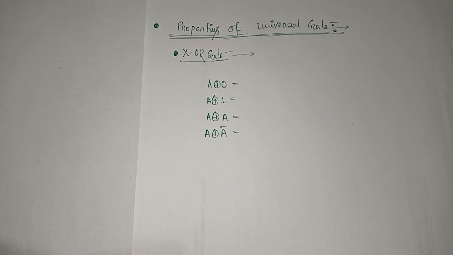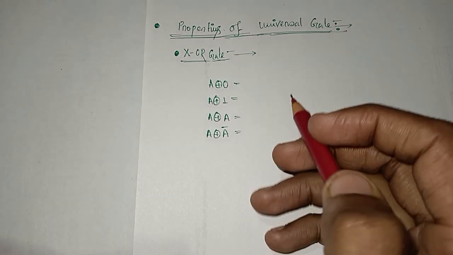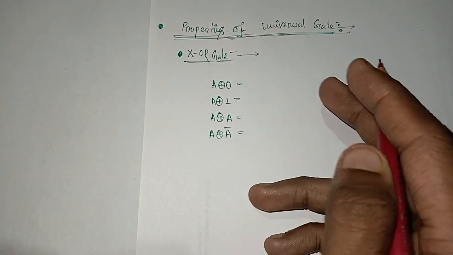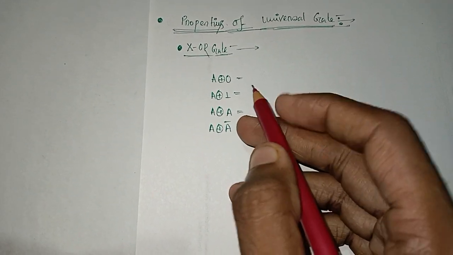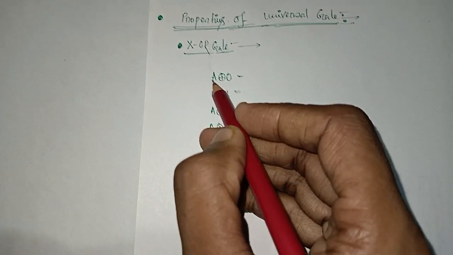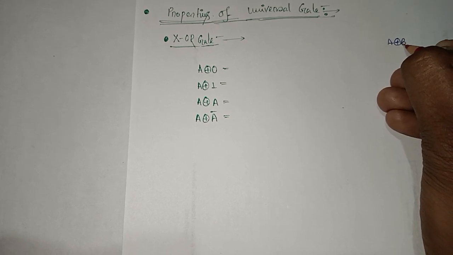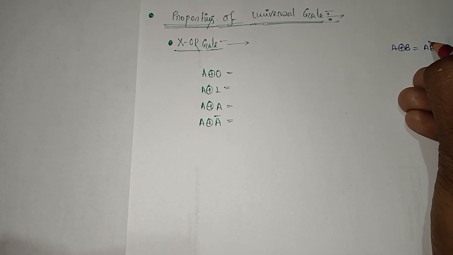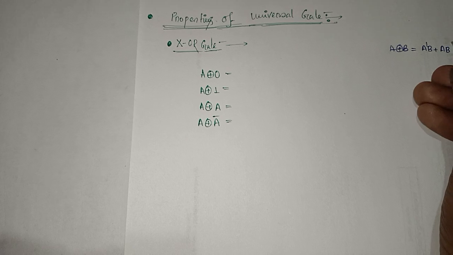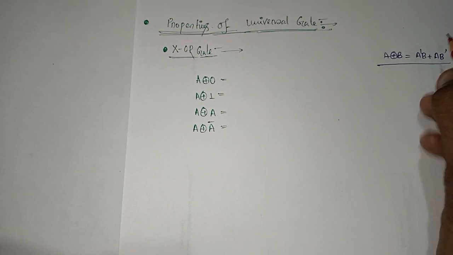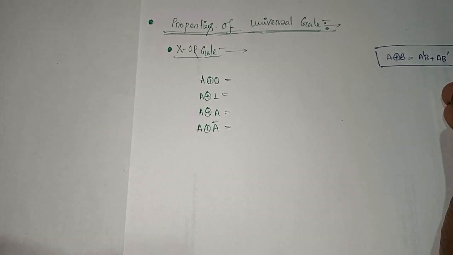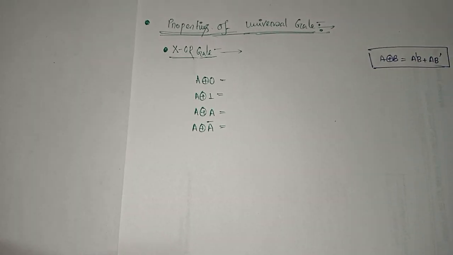So today we discuss the properties of the universal gate. To continue with the digital electronics lecture, if we know that A XOR B gives us as a result A bar B plus A B bar, this is the basic input output formula of the XOR gate.